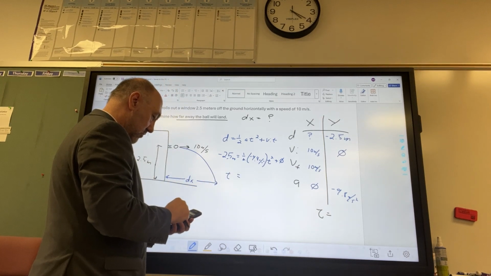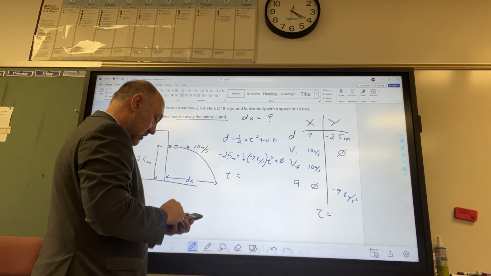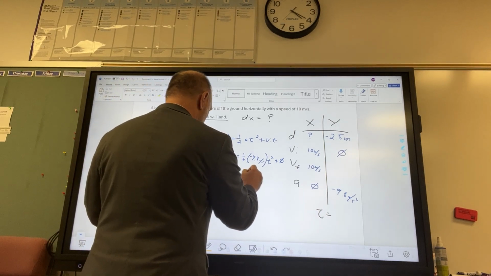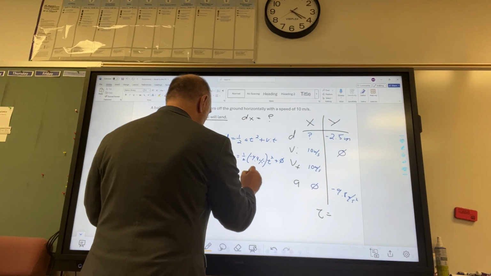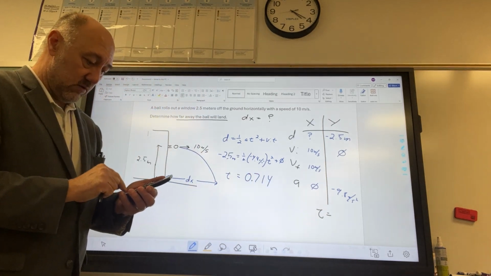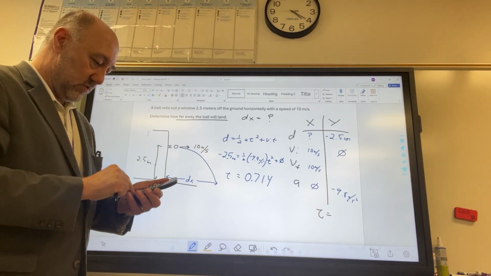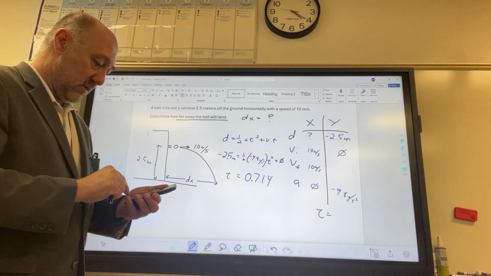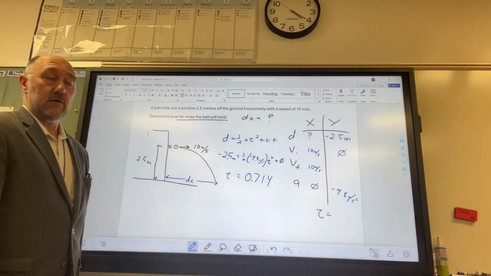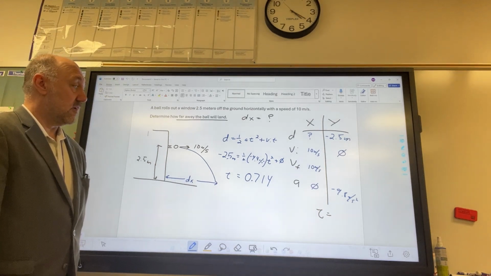The square root of 2.5 times 2 divided by 9.8, and you can do the math yourself, but looks like this is going to be 0.714 seconds. Let me check that. 2.5 times 2 divided by 9.8, then the square root. So it takes about 3/4 of a second for it to hit the ground.